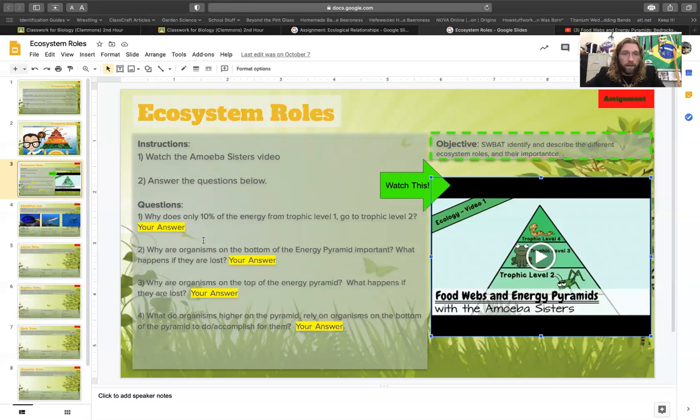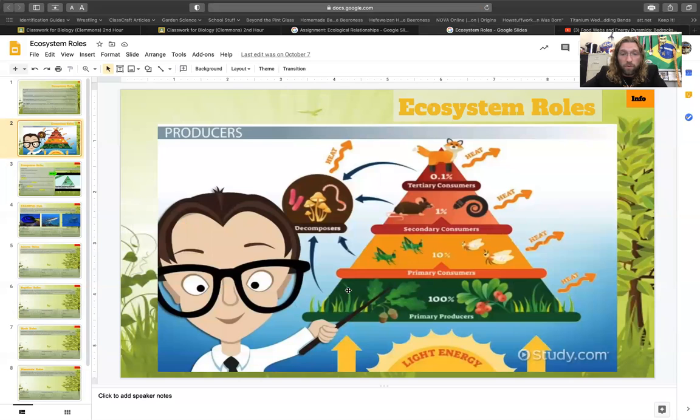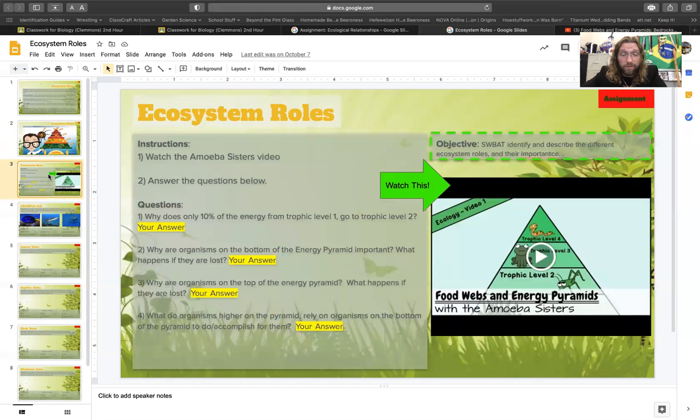All right, let's talk about these questions. I want to go through these questions really quickly. Why does only 10% of the energy from trophic level 1, that's this one up here, producers, go to trophic level number 2? So why is only 10% of the energy that's locked up down here going up here? Where does the other 90% go? That is what you need to answer. And I promise you, it's in the Amoeba Sisters video.